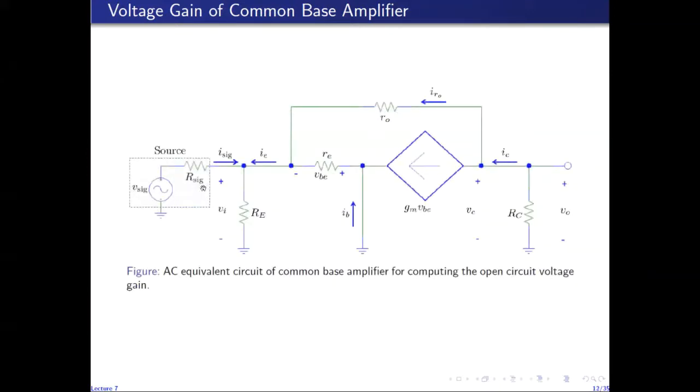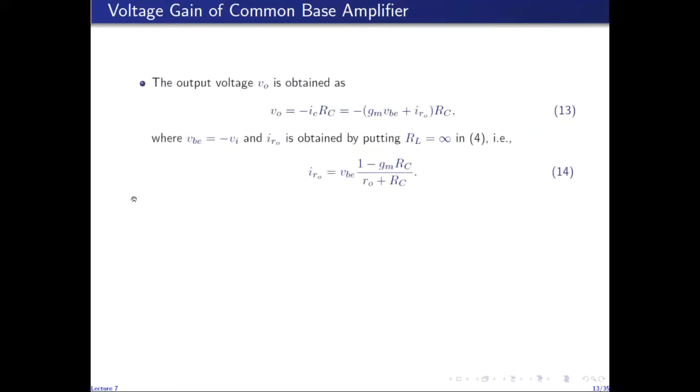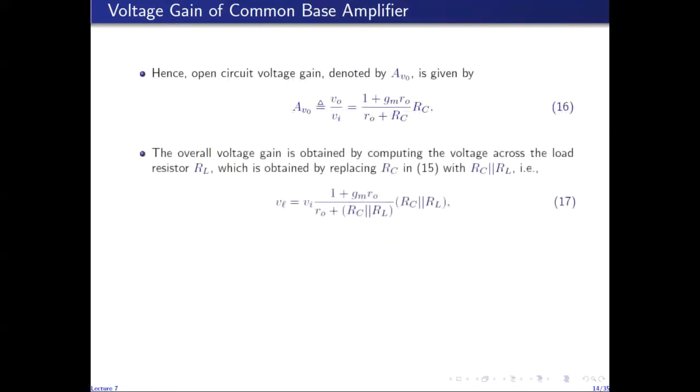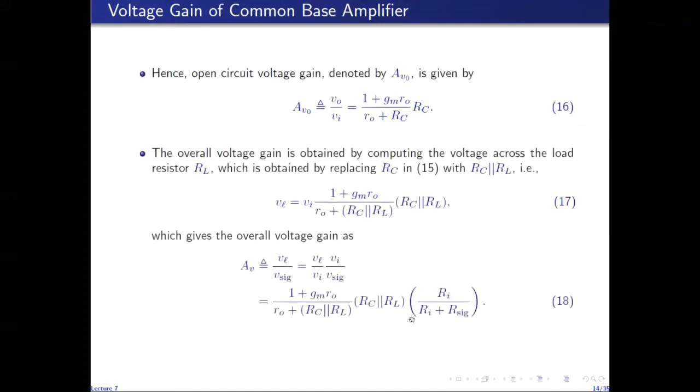So Vsig is divided between Rsig and the resistance seen looking into the input of the amplifier, which is Ri. So Vi is Ri divided by Ri plus Rsig times Vsig. So Vi over Vsig is this factor. So VL over Vi is this factor times Vi over Vsig, which is this factor, gives us the overall voltage gain of the amplifier by this expression.